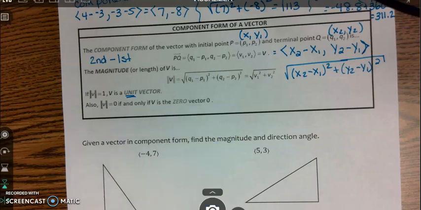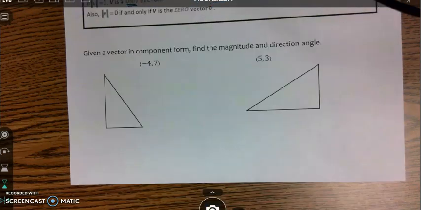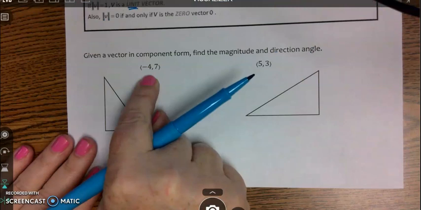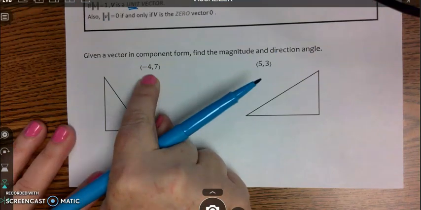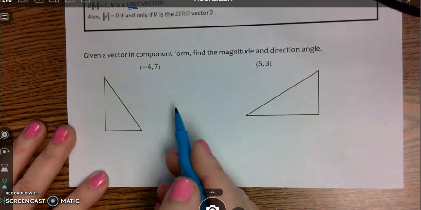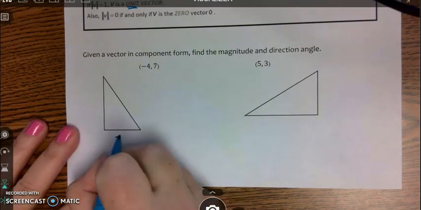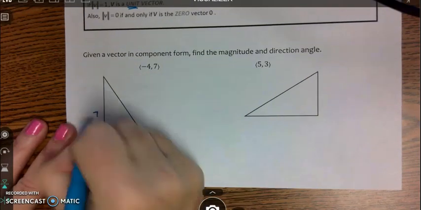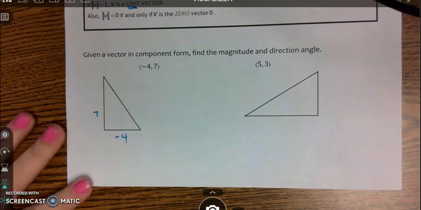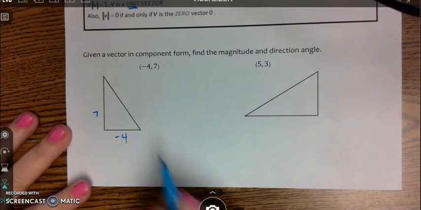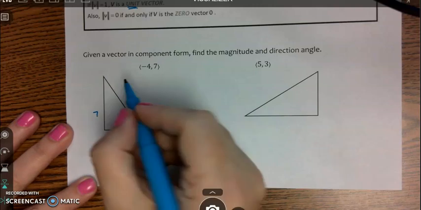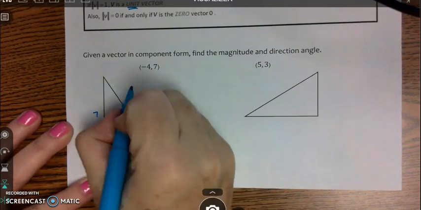So let's come down here. They already gave us the component form. If you want, you can always draw your picture, and we get negative 4 and 7. Do you have to draw a picture? And the answer is no.